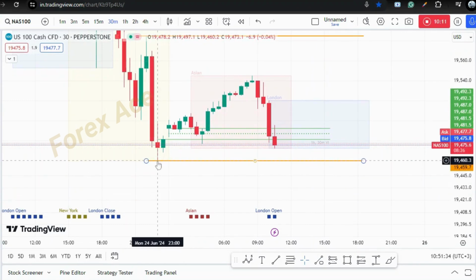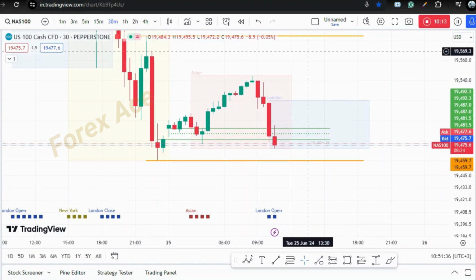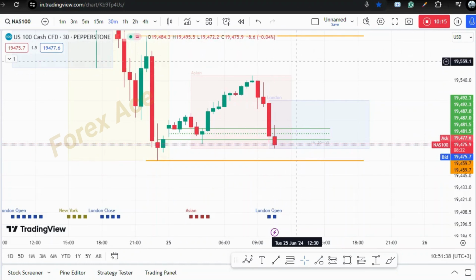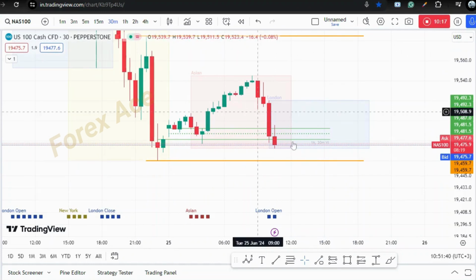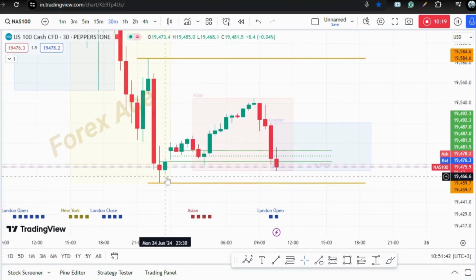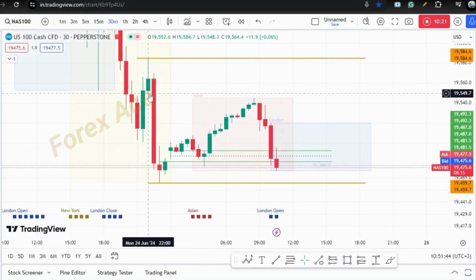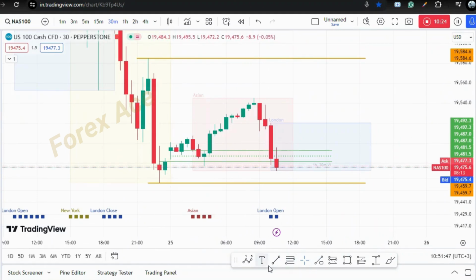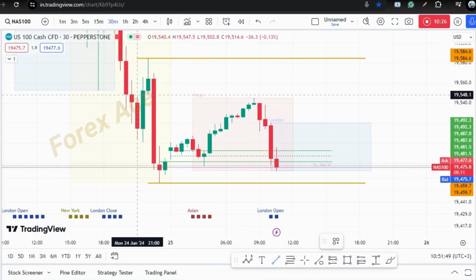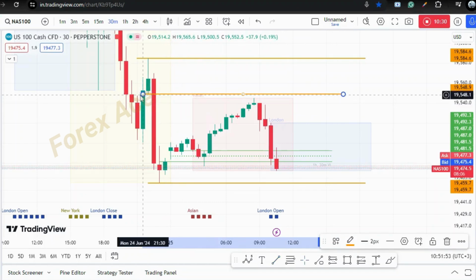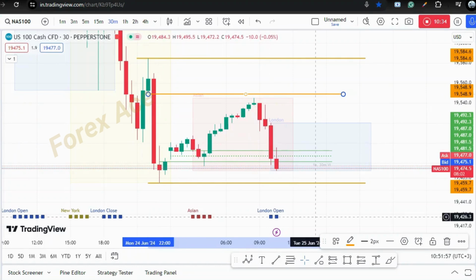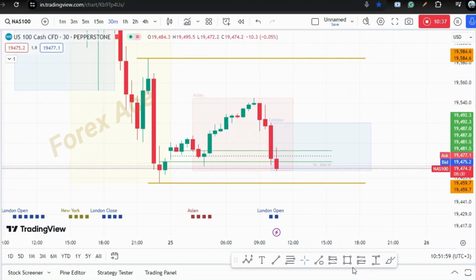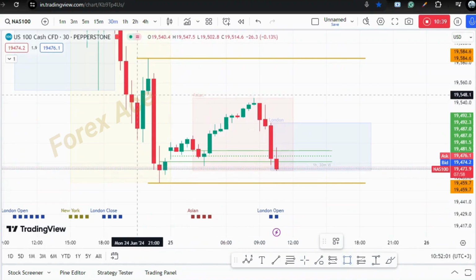Okay guys, I would even want to see this low being taken out. This is the New York low. If this one is taken out, I would want to go long a bit. I would like to buy this asset. Now look at this market. It came up balanced. Can you see here? From here to here, let me just use a rectangle to clearly visualize it.